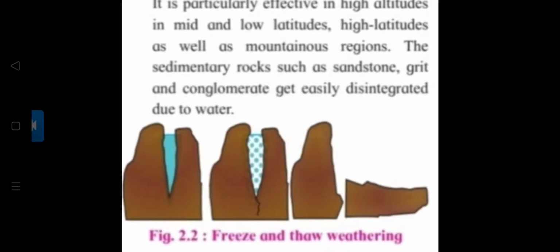It is particularly effective at high altitudes, in mid and low latitudes, high latitudes as well as mountainous regions. So in specific regions, it's pretty active. Sedimentary rocks such as sandstone, grit, and conglomerate are examples of stratified, layered rocks, and they get easily disintegrated due to water. Disintegrated means broken due to water. This is the freeze and thaw weathering figure, which you can have a look at.